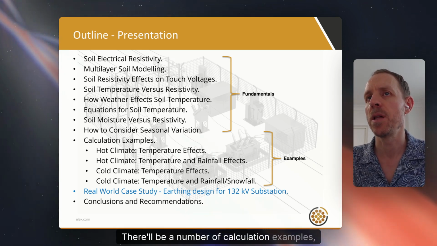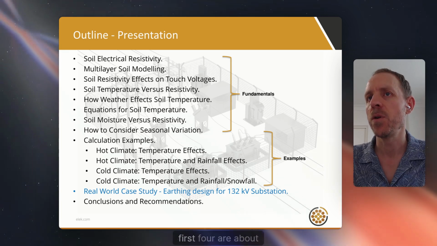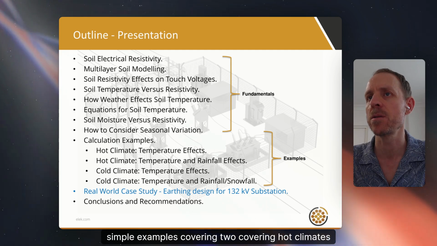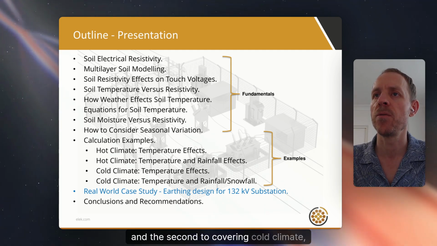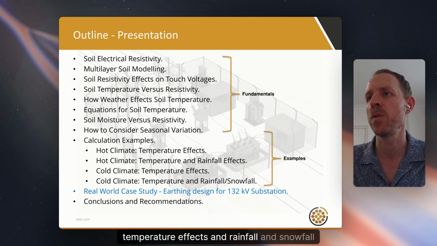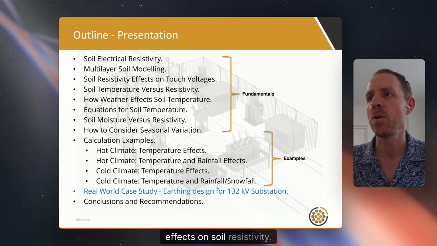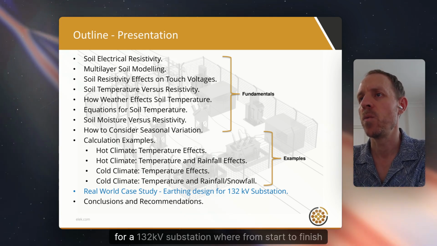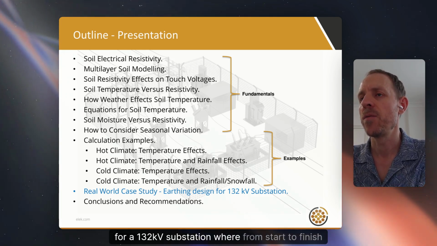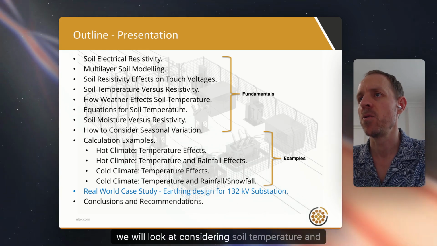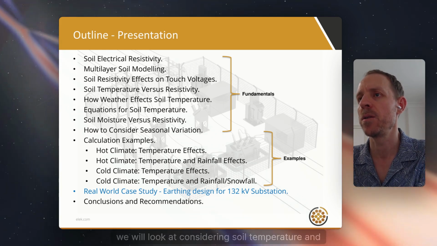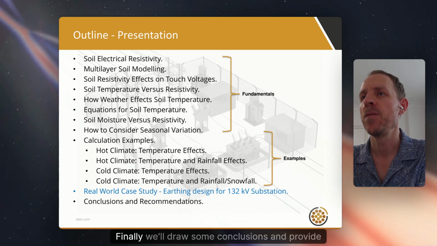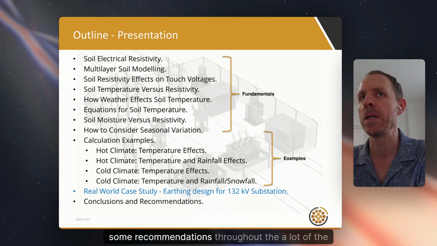There'll be a number of calculation examples, 5 in total. The first 4 are simple examples covering hot climates, and the second 2 covering cold climate, temperature effects, and rainfall and snowfall effects on soil resistivity. Then I'll run you through a real-world case study for a 132 kV substation, where from start to finish, we will look at considering soil temperature and rainfall and correcting the soil resistivity measurements. Finally, we'll draw some conclusions and provide some recommendations.